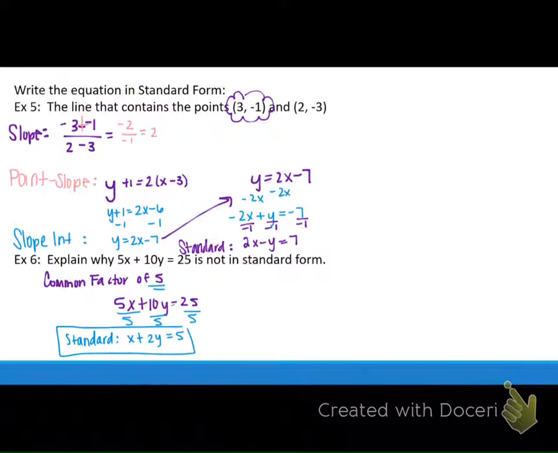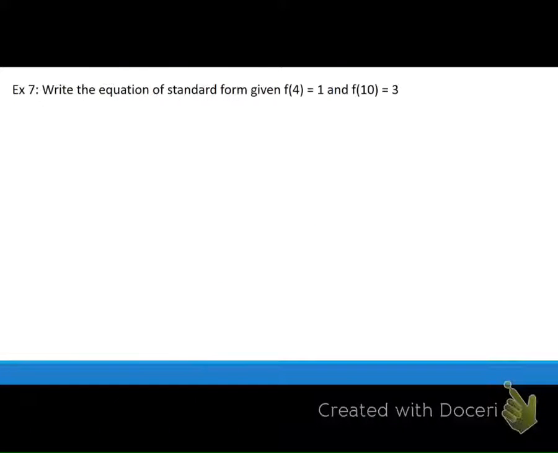All right, questions on that one? Do we have questions so far? No. All right, so the next one is function notation. It says write the equation in standard form of f of 4 equals 1 and f of 10 equals 3.